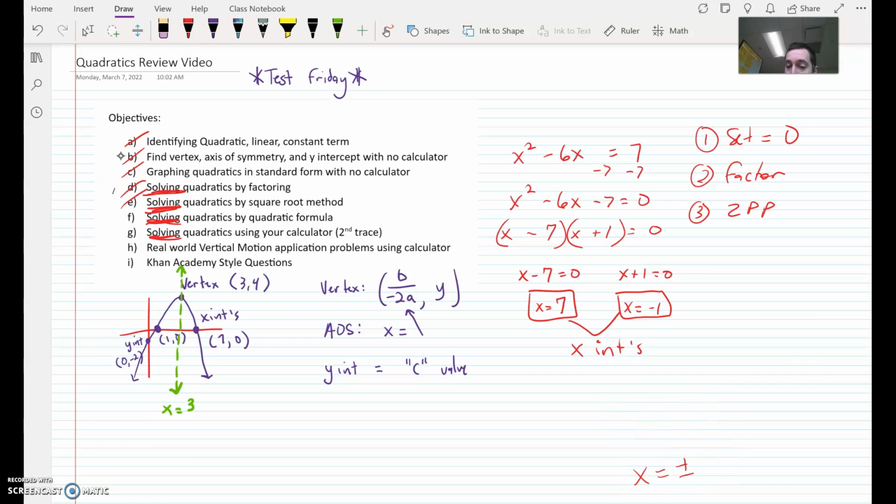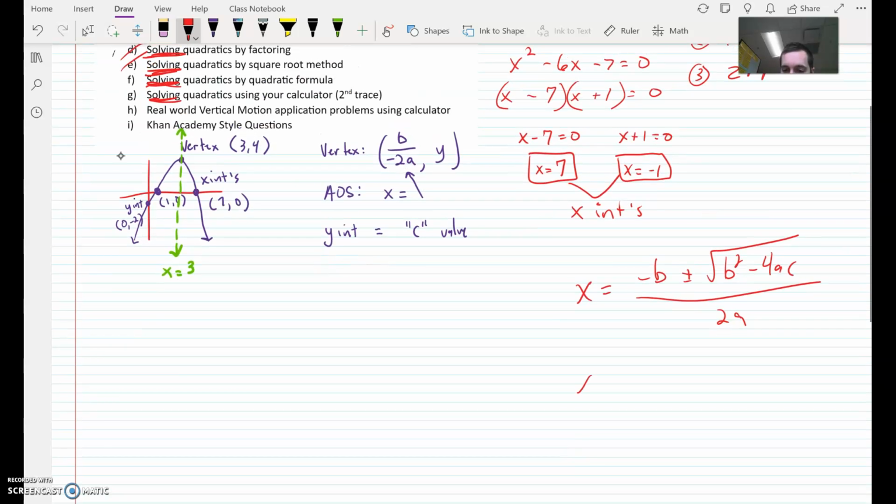Quadratic formula. Remember we played the Pop Goes the Weasel song? X equals, quadratic formula is negative b plus or minus the square root of b squared minus 4ac all over 2a. Or, remember this way?